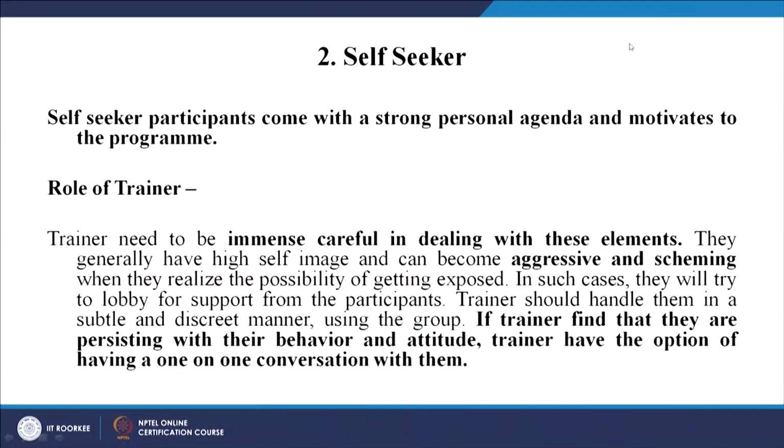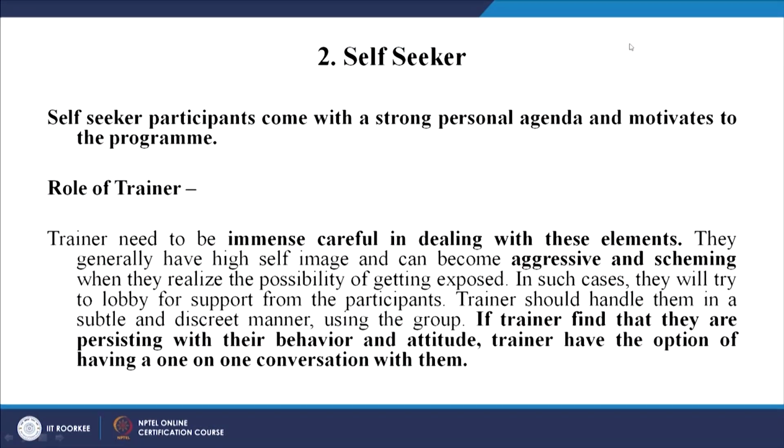The trainer should handle them in a subtle and discreet manner using the group. The trainer should not come across as a monitor, rather he has to involve the group in solving this particular problem. So, those who are the learners and who understand that this particular person is creating a problem should become more active and participate more, and this person will participate less, and as a result he will be dominated.